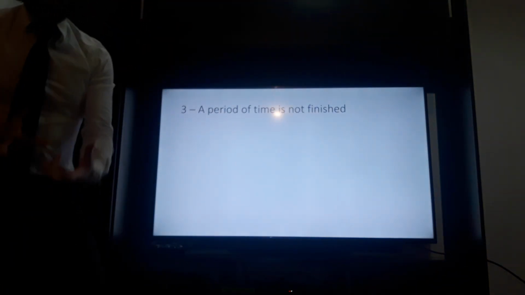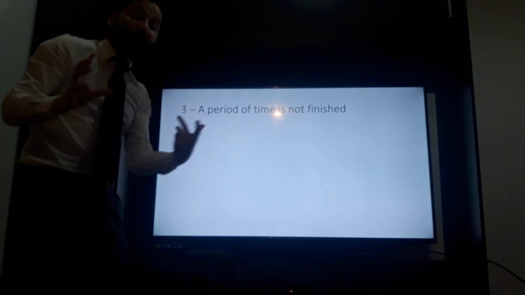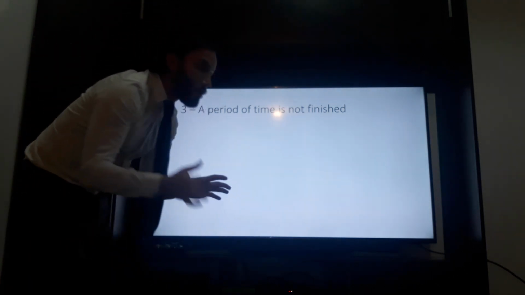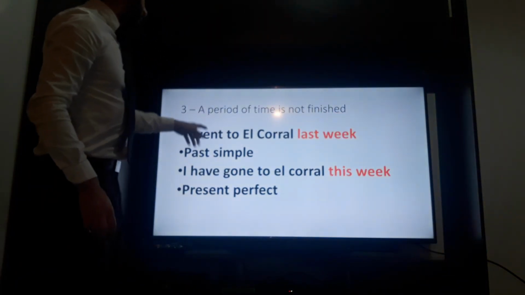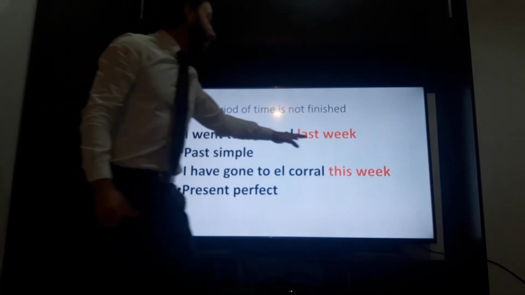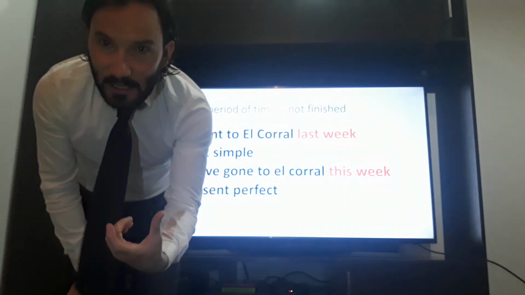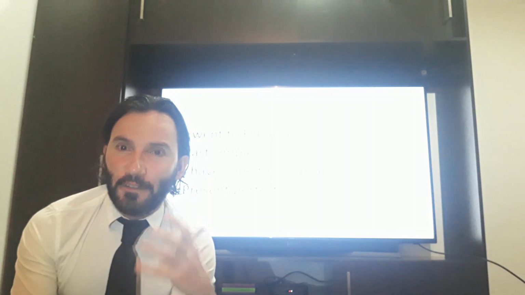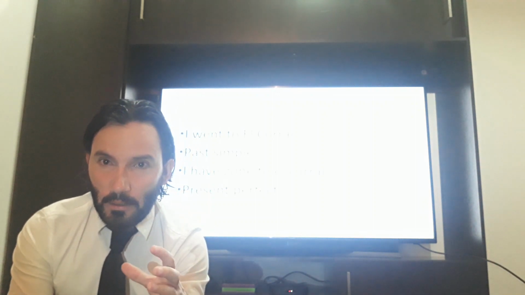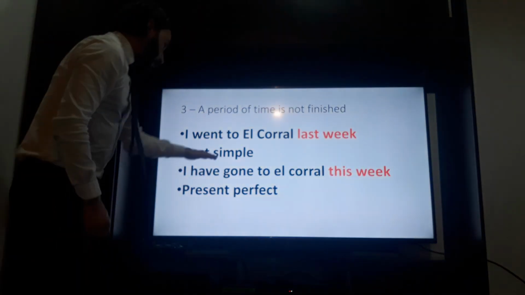Alright. Number 3. We use present perfect to express an action that happened in a period of time that is not finished. How is that? I'm gonna give some examples using past simple. In this case, I went to El Corral last week. Here I'm using past simple because when I talk about last week, I'm talking about a period of time that is finished. Last week is already finished. Okay? That's why we use past simple.